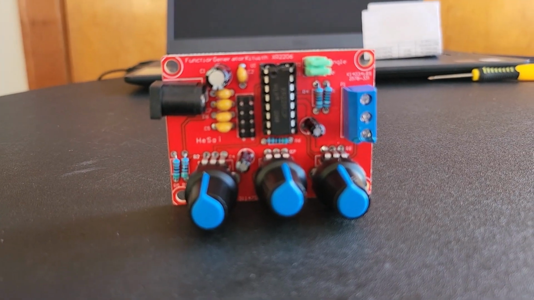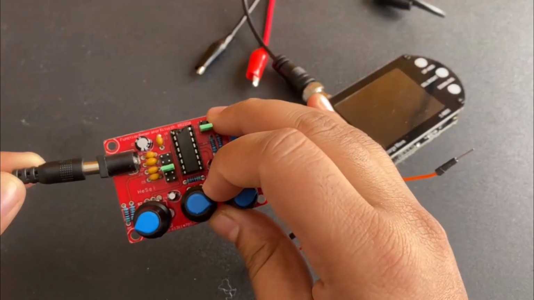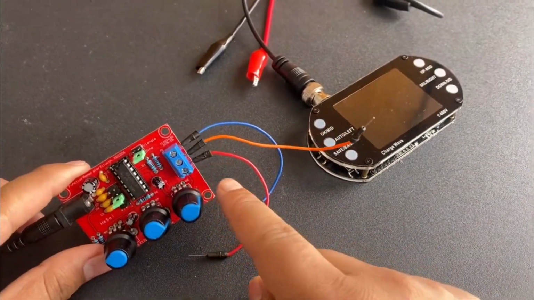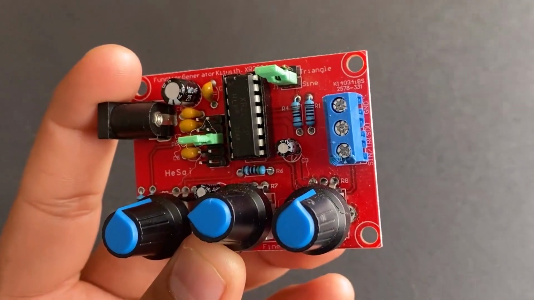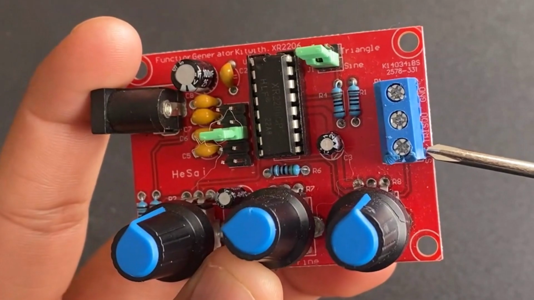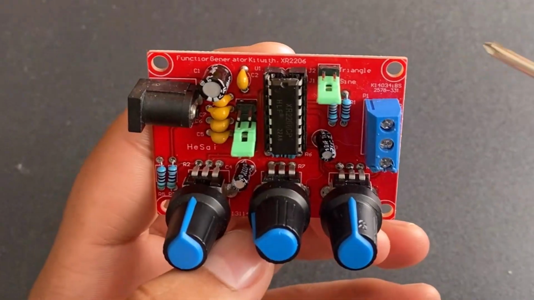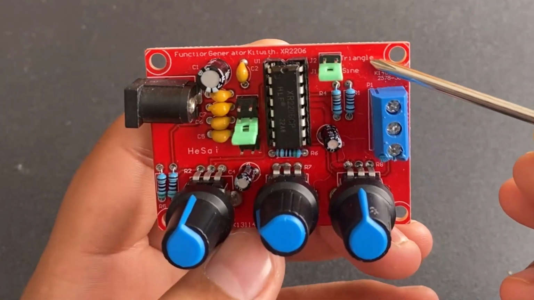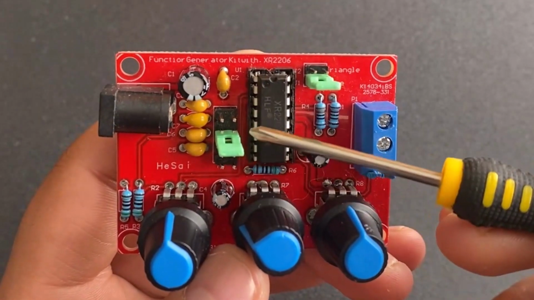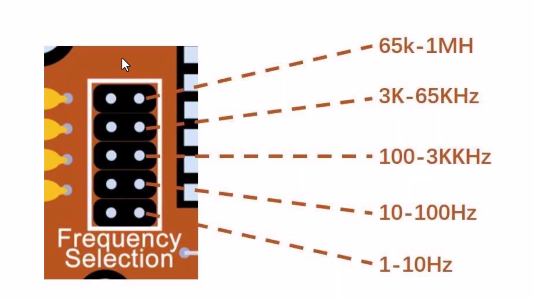Let's examine its functionality. You can power this device with a 9 to 12 volt DC power adapter. Here are 3 pin connectors: a GND terminal, a square wave terminal, and a sine or triangular wave terminal. These two jumpers are for sine and square wave selection. There are 5 jumper pins for frequency selection, which you can follow in this table.